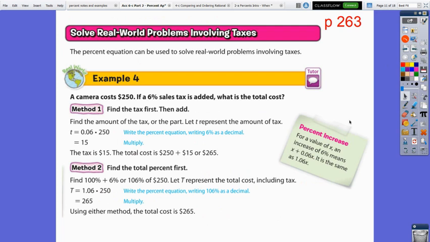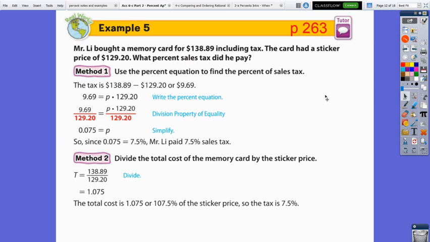All right, last topic for today. First, the book talks about both of these things, so I just want to reference this in the book, page 263. They give an example here: find the sales tax if there is 6% sales tax on a camera, and they do the 2 methods, find the tax or find the total, just like we talked about. But the other type of problem that the book talks about is if they give you the actual price that you pay, which includes the tax, and you know what the original price was, then you can calculate what the tax percent is. So these problems are a little bit different.